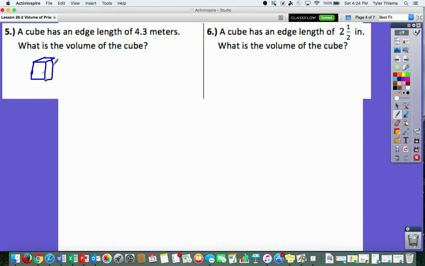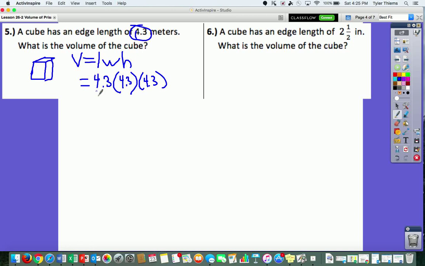4.3. So when we're plugging in or using our formula, we would again write down volume is equal to length times width times height, and we just plug in 4.3 into all three of these because it's a cube and all three sides are the same. Again, use your parentheses when you plug in these numbers. I think that's the easiest and the best way to do it when you're plugging in numbers.